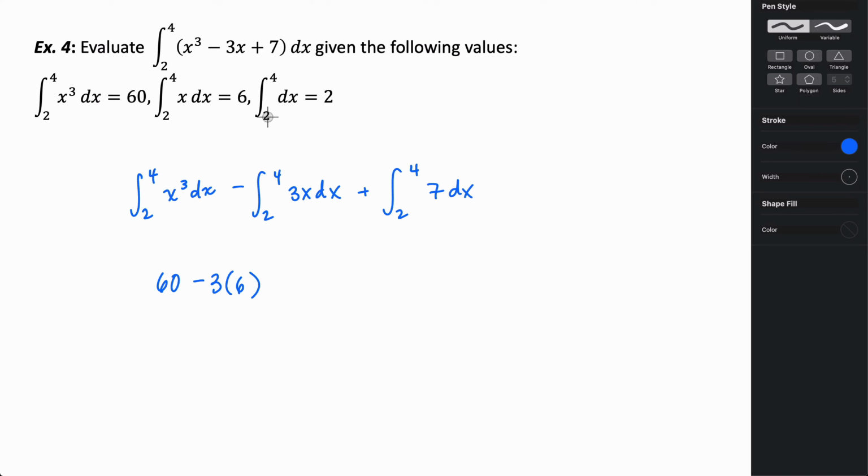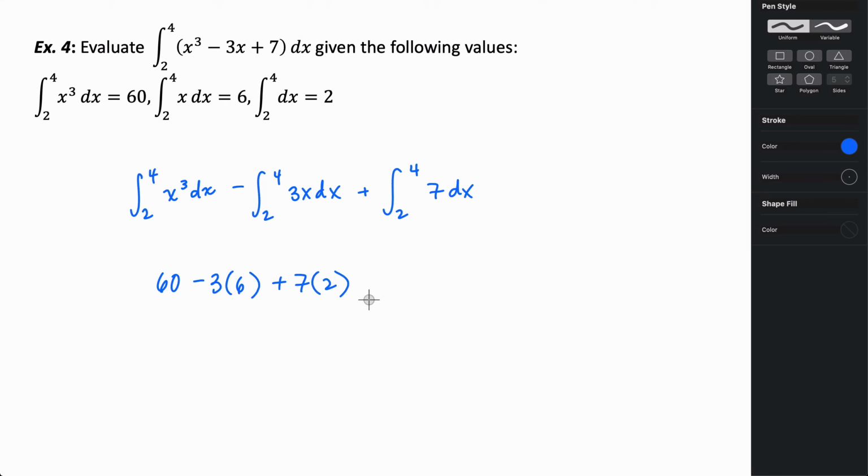And then this, notice there's nothing really written in as our integrand. So really we could think of it as being a 1 times dx. So this 7 times dx, basically we could pull the 7 out and it'd be 7 times the integral from 2 to 4 of dx. So it's just 7 times this piece here. So it's plus 7 times 2.